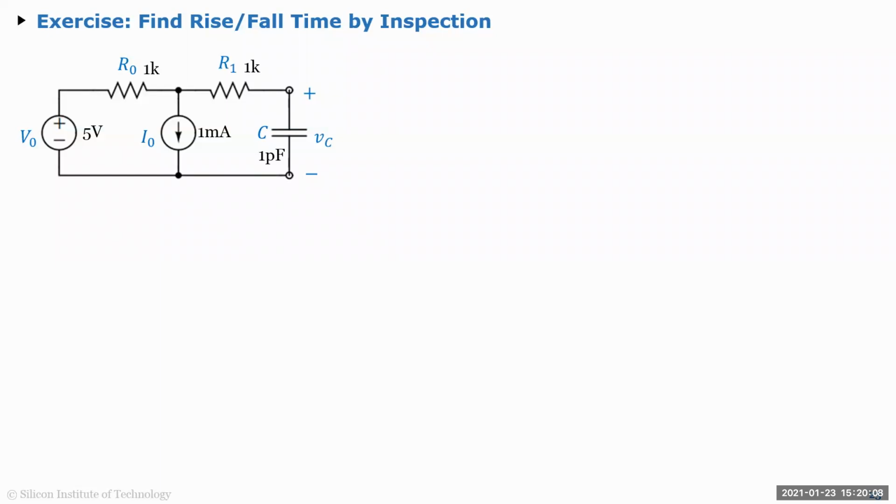Okay, rise time, fall time by inspection. How do you think you can do it by inspection? What would you use? Let's say I have this circuit and I give a step response on both sides. I start I0 and V0 at 0 and step them to 5 volts and 1 milliamp. What do you think the output will be? And how much time will it take to reach, let's say, rise time? How will you calculate this?